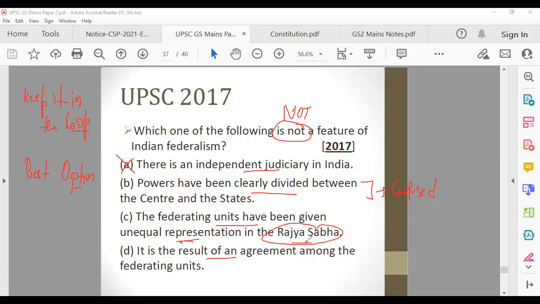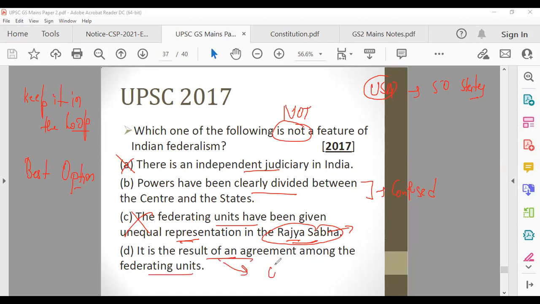Rajya Sabha is a representative of state and that is a part of bicameralism, which is a federal feature. And yes, unlike US, in US, you have 50 states, all states have 2 seats. But here, depending on the size of the state, there are different representations. So that is true, actually. This is a feature of Indian federalism. It is a result of an agreement among the federating units.